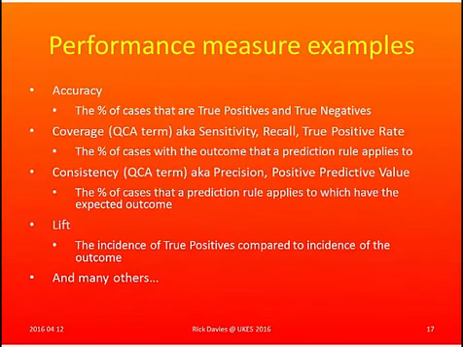In this slide, I've listed 4 model performance measures I use. For many others, see the Wikipedia entry for confusion matrix. You will note that 2 of the measures correspond to those used by QCA. One is consistency, the proportion of cases that a model applies to and which have the expected outcome.